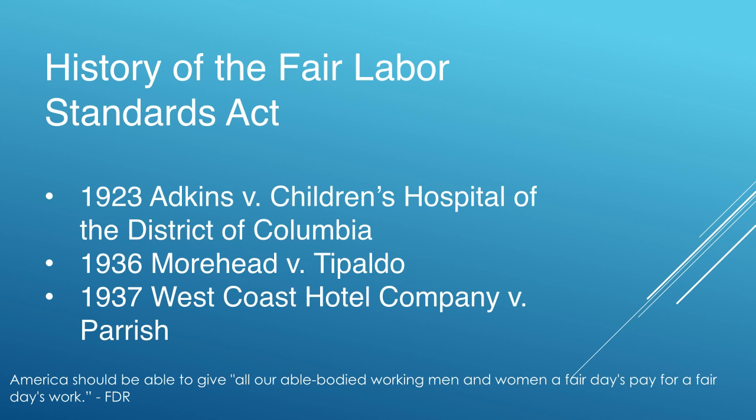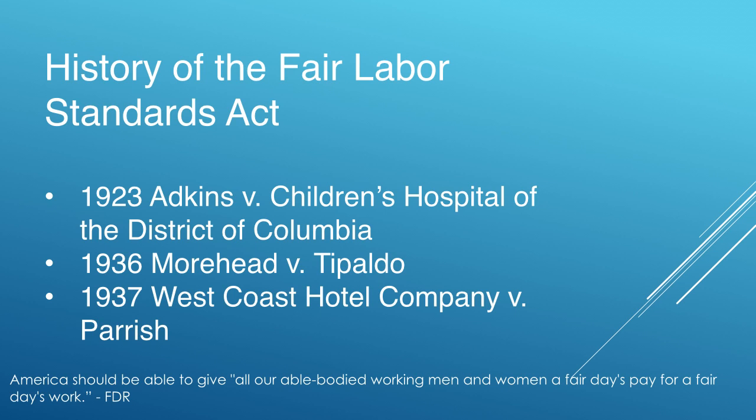In 1923, with the case of Adkins versus the Children's Hospital of the District of Columbia, the Supreme Court threw out a law that Washington, D.C. had that set a minimum wage for women. Then, in 1936, the Supreme Court did it again. This time it was the case of Moorhead versus Tapaldo.